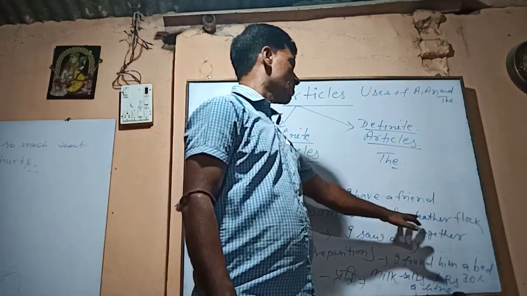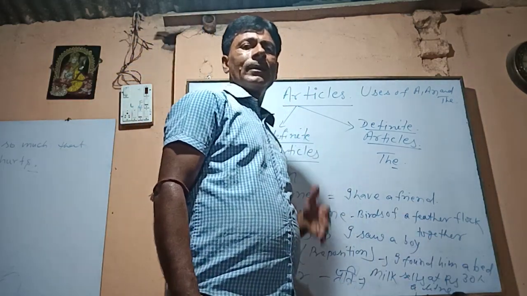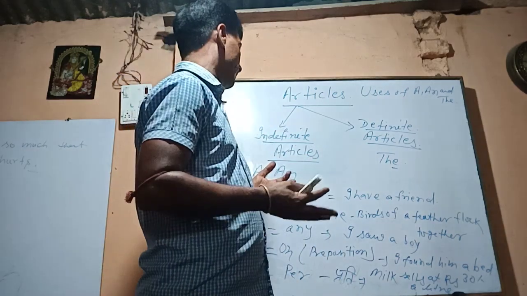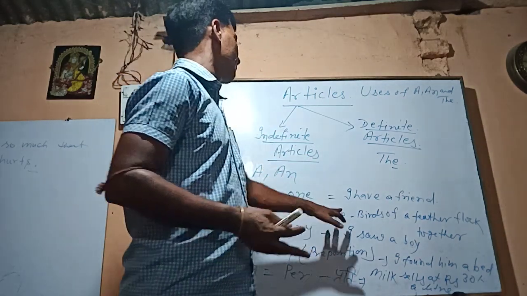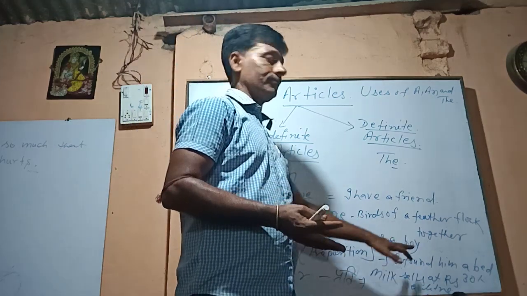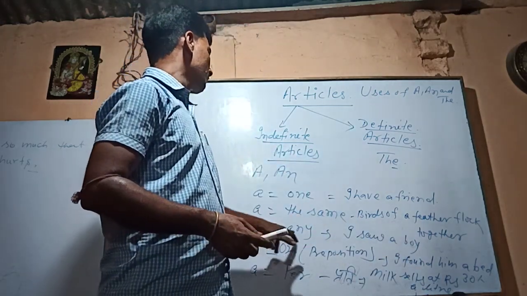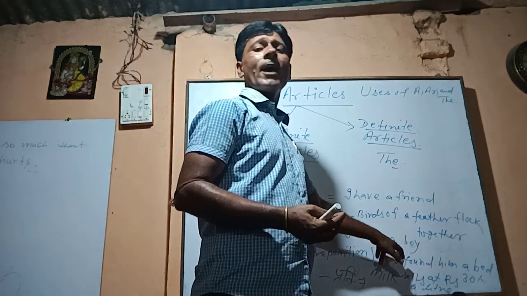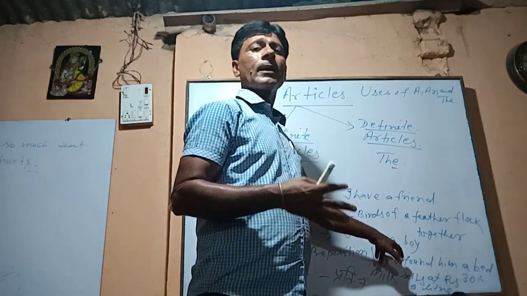In the example, birds of a feather flock together. एक जैसे पंख वाले चिड़िया एक साथ उड़ते हैं. तो here A stands for एक जैसा. Here A means any, not definite. I saw a boy. This boy is not a particular boy. It can be anyone.